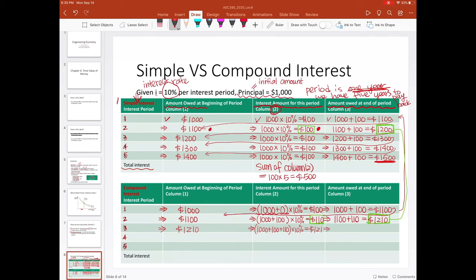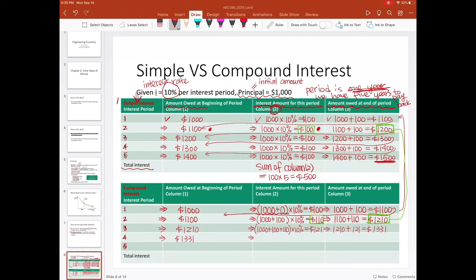Now let's calculate how much you owe at the end of the third year. That will be how much you owe at the beginning of the third year, so 1210, plus the interest in this year. It's 121. How much is it? It's 1331. Okay, do the calculation by yourself. Now let's enter the fourth year. At the beginning of the fourth year, how much you owe? Yes, you owe 1331. That's how much you owe at the end of the third year, okay?